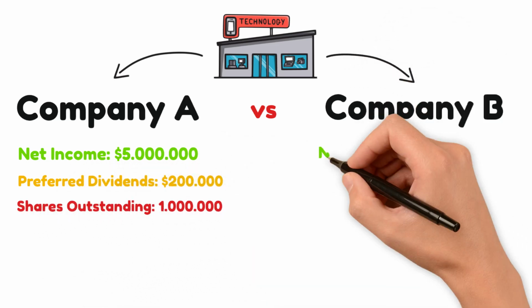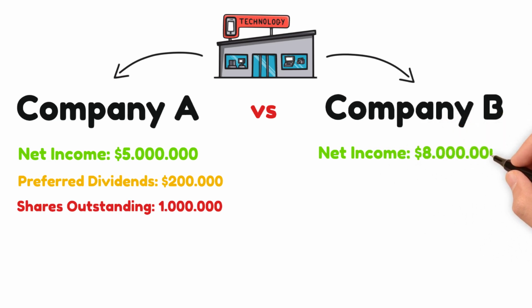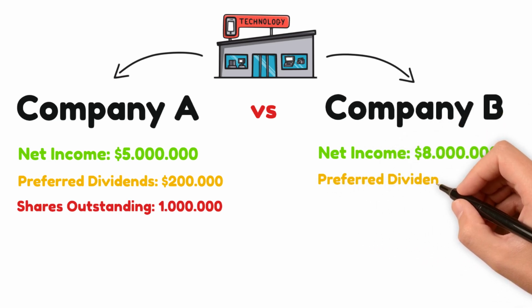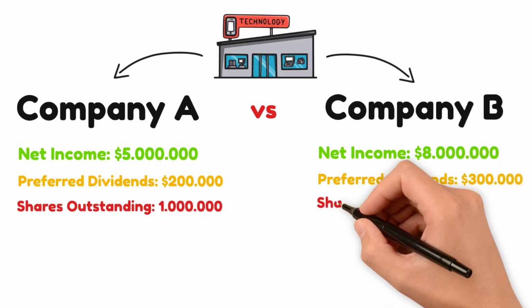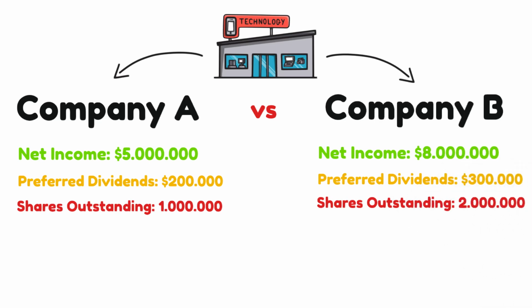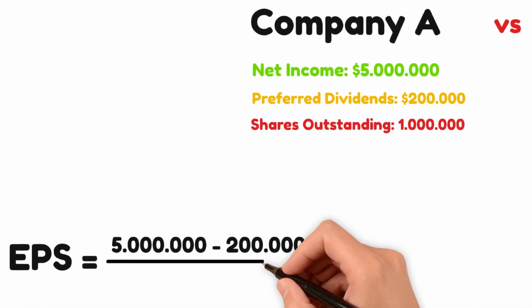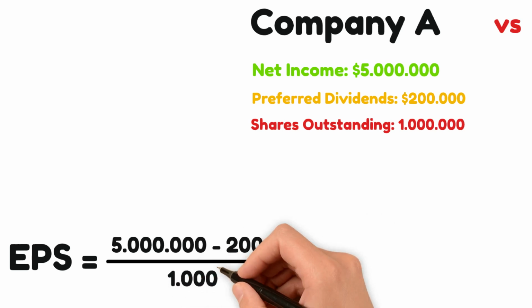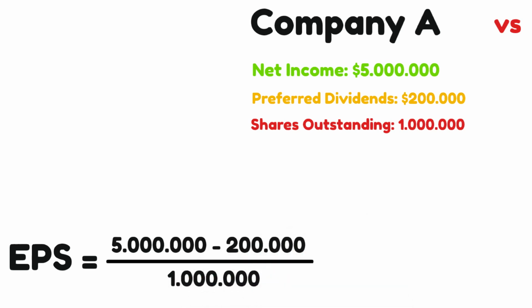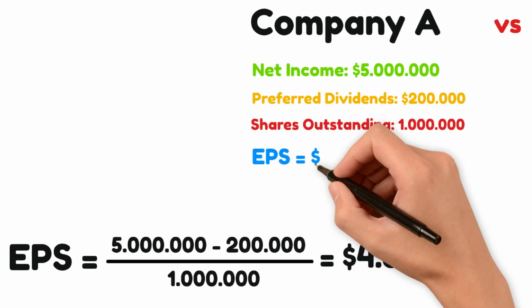Company B: its net income is $8 million. Preferred dividends are $300,000. 2 million shares outstanding. The formula for EPS for Company A is the net income minus the preferred dividends divided by the shares outstanding. So Company A has an EPS of $4.80.